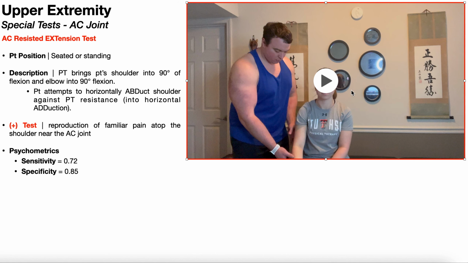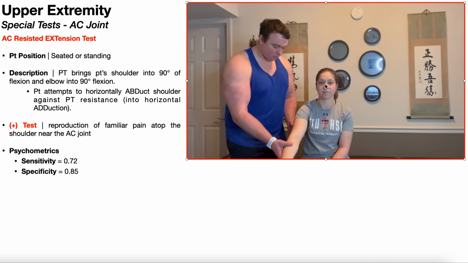The second test here is the AC resisted extension test. This name is a little bit of a misnomer because the patient is not actually doing shoulder extension. They're actually going to be trying to do horizontal abduction, which you'll see in just a minute. The patient can either be seated or standing, and initially, the PT is going to bring the patient's shoulder into 90 degrees of flexion with the elbow also at 90 degrees of flexion, as you see right here. And then the patient's going to attempt to horizontally abduct their shoulder against the PT resistance. So I'm going to try to be pushing her arm in this way. She's going to try to push her arm out towards me.